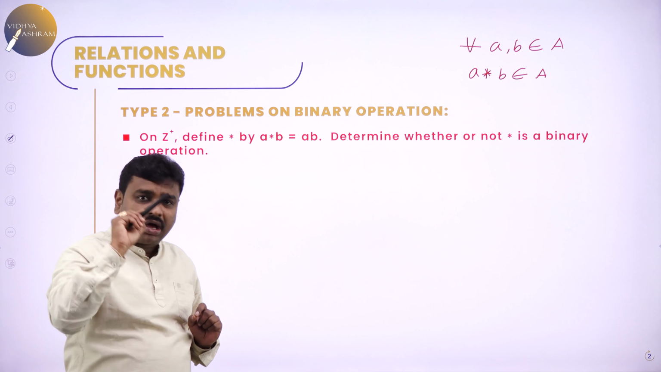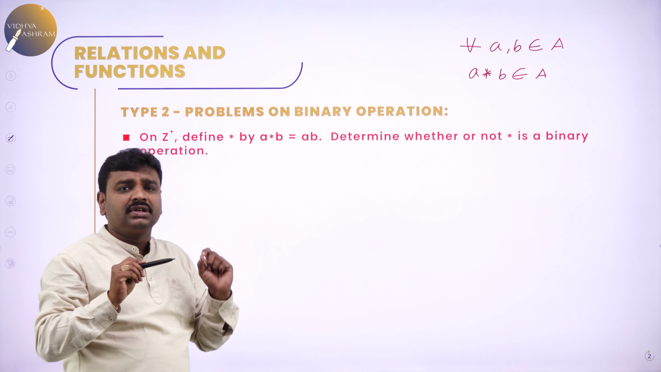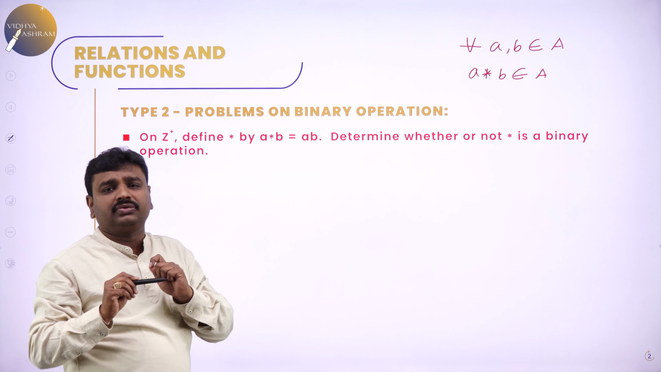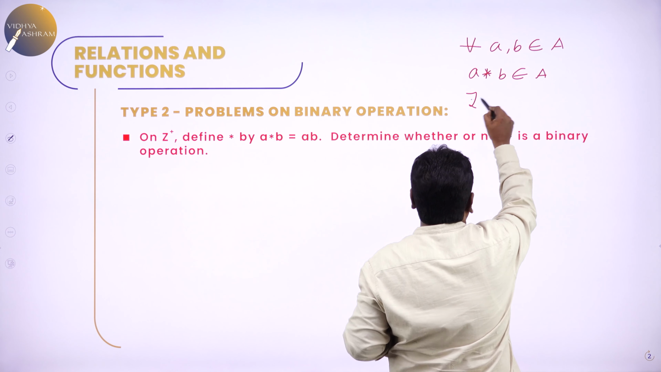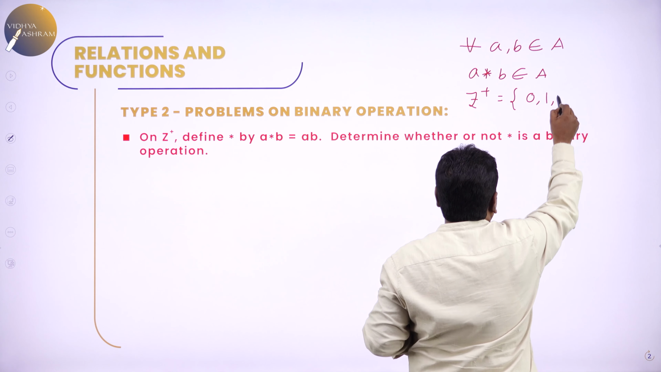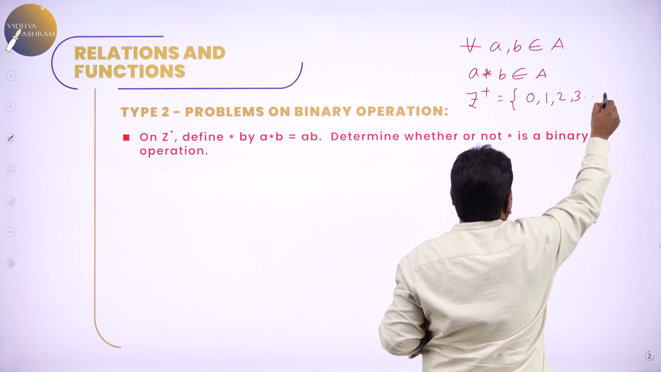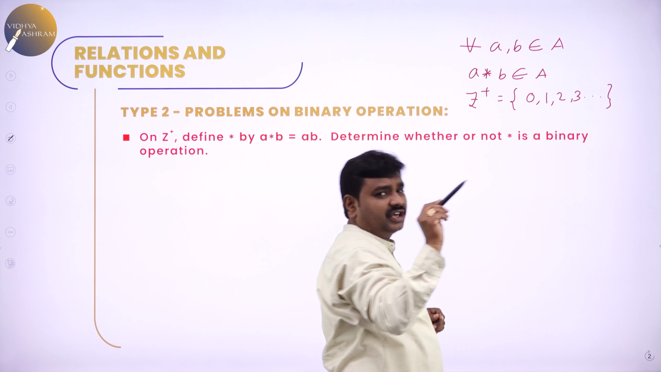Z plus means non-negative integers. Non-negative integers means all the integers, positive integers and 0, other than negative. So what is the Z plus set? First you should be aware of what is Z plus. Z plus starts from what? 0, 1, 2, 3, and so on. Non-negative means positive integers including 0, that is Z plus.